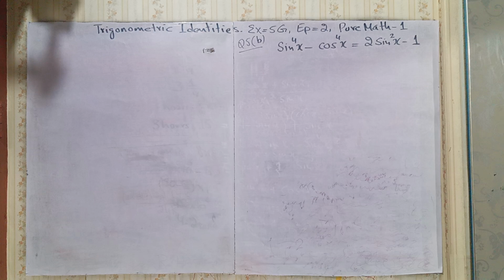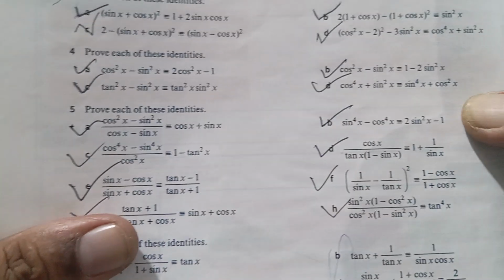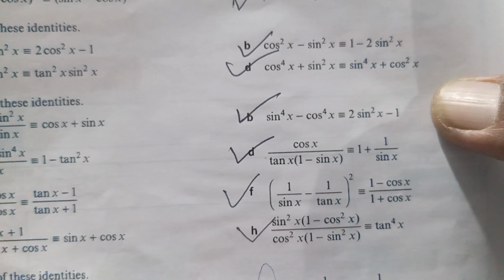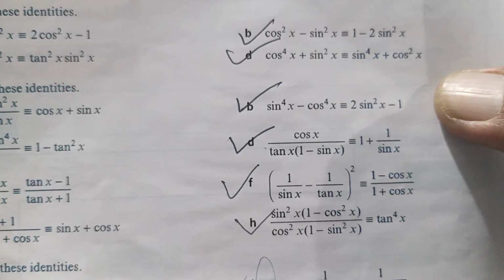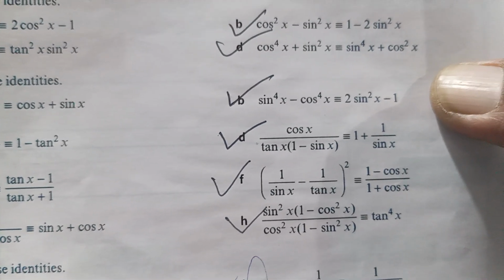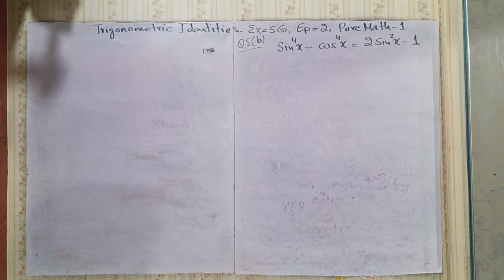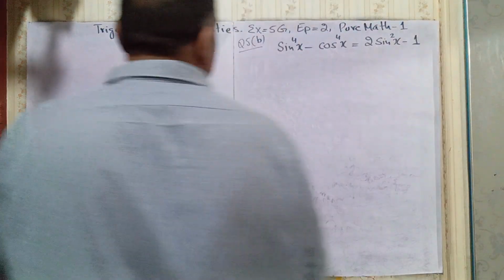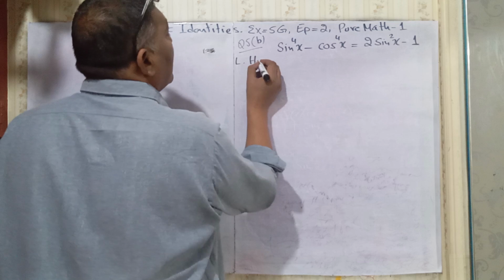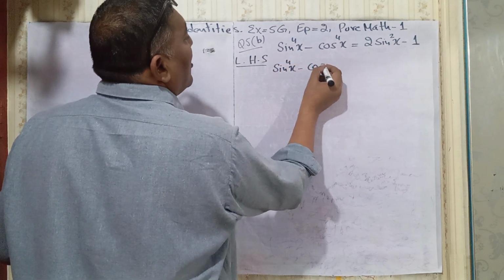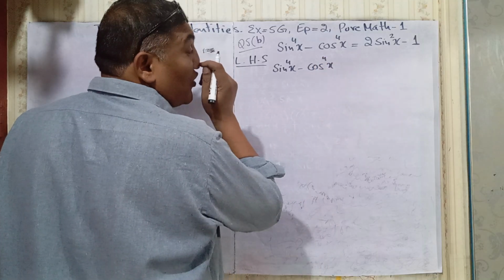So my dear students, now we are going to work on question number 5 and its B part. Question number 5 and its B part is showing up on your screen. Sine raised to power 4x minus cos raised to power 4x is equal to 2 sine square x minus 1. So we have to prove this. Okay, so what we will do, we will consider the left hand side. So you will have sine 4x minus cos 4x, and the 4 means the power is 4.